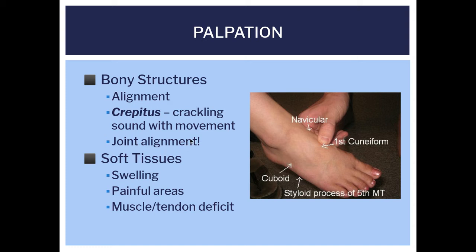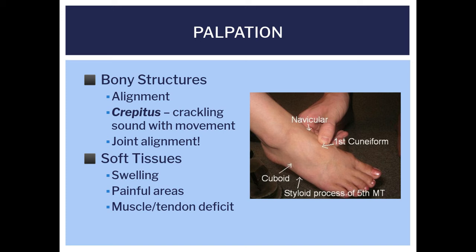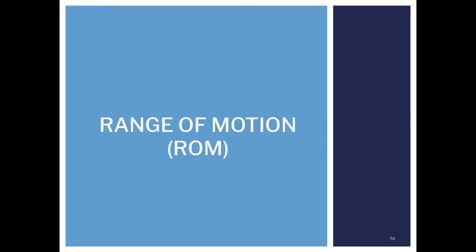So that's where you're comparing the uninjured side to the injured side. Again, you're checking for that swelling. Are there areas that are painful? Does it look like the person might have inflammation going on? Is there heat, redness, etc.? And then you're also looking to see, is there a deficit in the muscle or the tendon? What that means is, does it look like the muscle on the injured side is bigger than the other one or smaller? Does it look like it's not as strong as the other side? So again, you're just comparing the uninjured side to the injured side at this point.